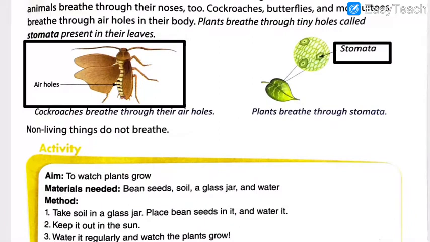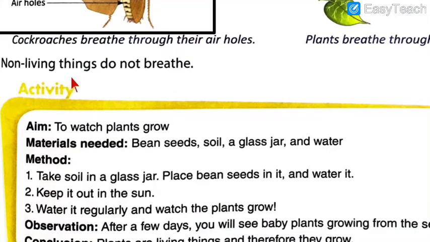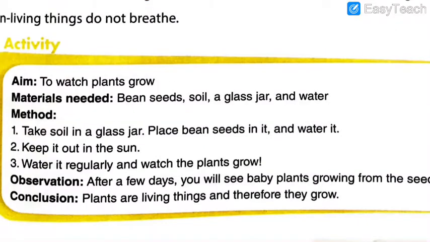Again, every different creature has different breathing organs, and here it is written non-living things do not breathe. So obviously non-living things cannot breathe. Have you seen a pencil, pen, sharpener or mobile phone breathing in? Obviously not. So I hope that on this page the concept of living things grow and living things breathe is clear in your mind, which is pretty easy. Just the different ways are shown for the different living beings.